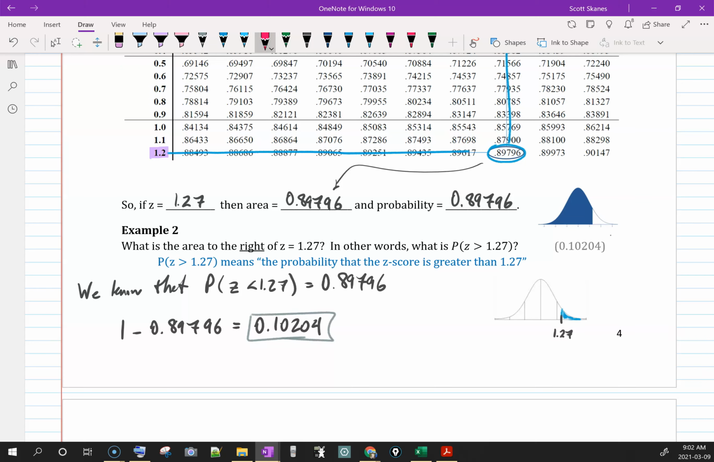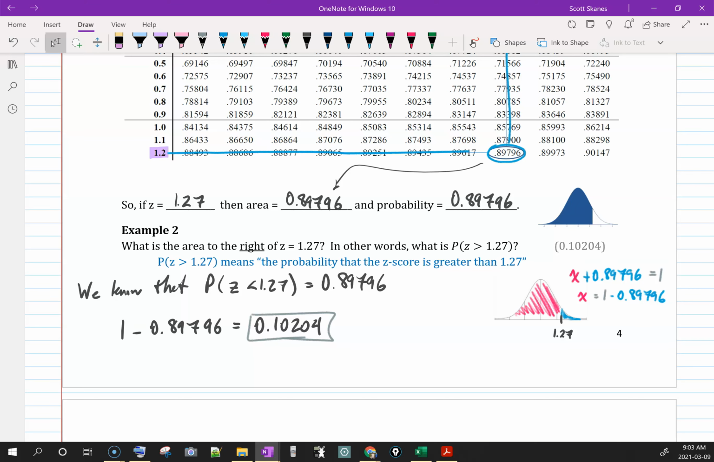And the logic for this is that you've got to remember that this whole curve adds up to 100%. So this red piece, our mystery red piece, plus the 0.89796 has to add up to 1, in other words. So that means x must just be 1 minus the area to the left. If you have the area to the left, it's easy to get the area to the right. You just subtract it from 1.